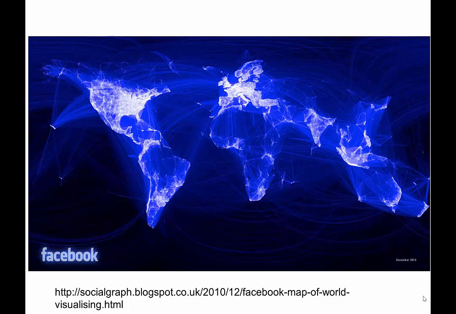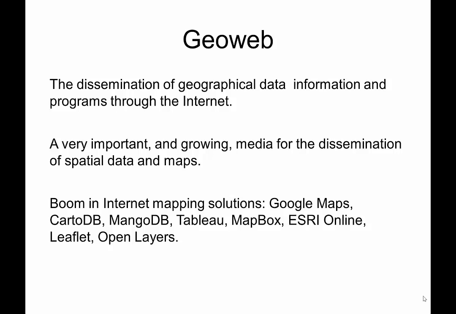So we can make physical maps of this as well. So that's the web and the internet. The Geoweb. So the Geoweb is that part of the internet and the World Wide Web that is to do with the dissemination of geographical data and information in all its forms.